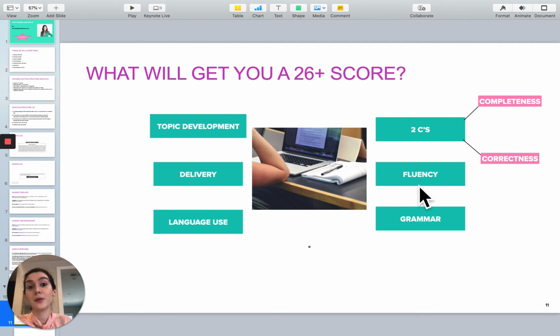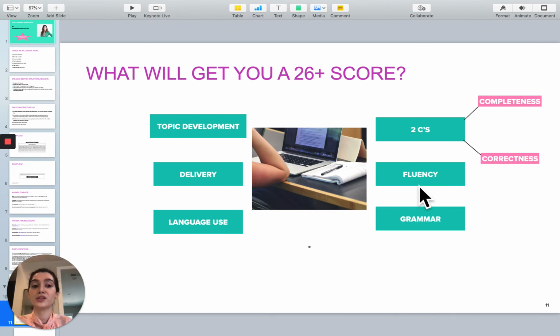Now, within fluency also, there are a lot of things that go under fluency, but we're going to talk about filler words. Filler words are words such as 'the', 'like'. These are the words that are filler words, and people make this mistake a lot. Okay, when we're nervous, we tend to say these words.